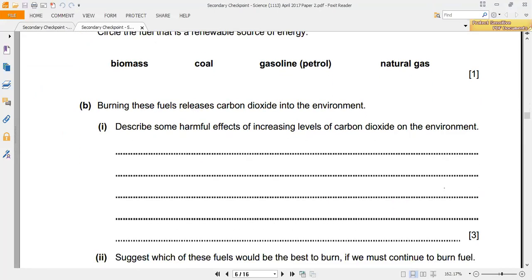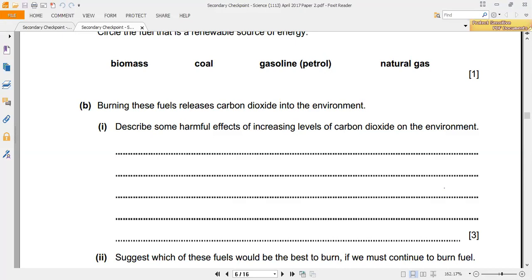B. Burning these fuels releases carbon dioxide into the environment. Describe some harmful effects of increasing levels of carbon dioxide on the planet Earth. We know that carbon dioxide is good, but in its normal ratio, which is 0.04 percent, to make the planet habitable and to make it easier for the plants to perform photosynthesis. But what are the consequences of increasing the levels of carbon dioxide?